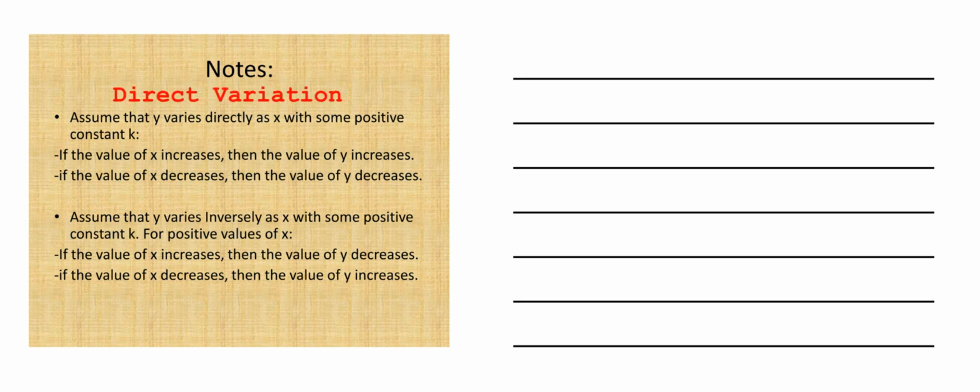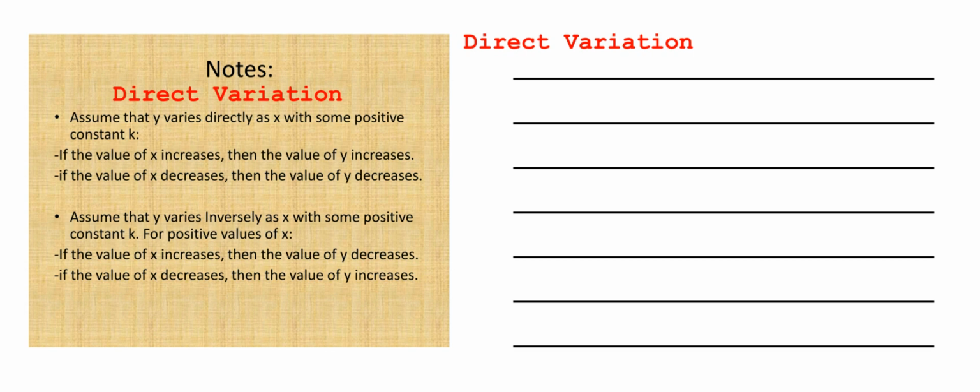Some notes. These are notes about direct variation first, and we'll go down into inverse variation. So assume that y varies directly as x with some positive constant k. If the value of x increases, then the value of y increases. If the value of x decreases, then the value of y decreases.